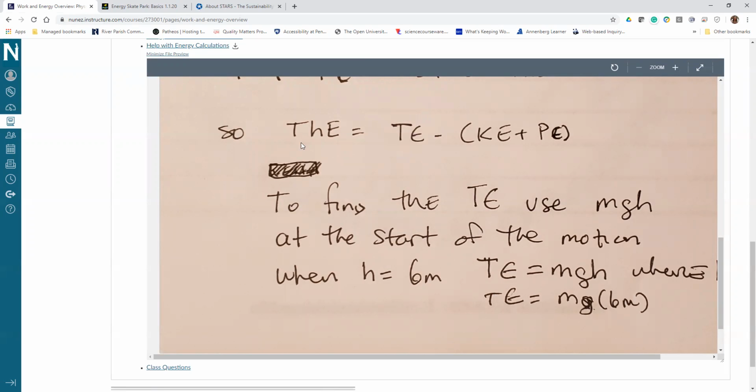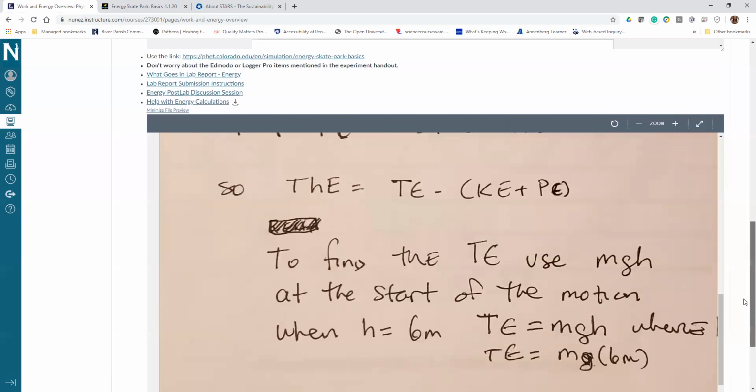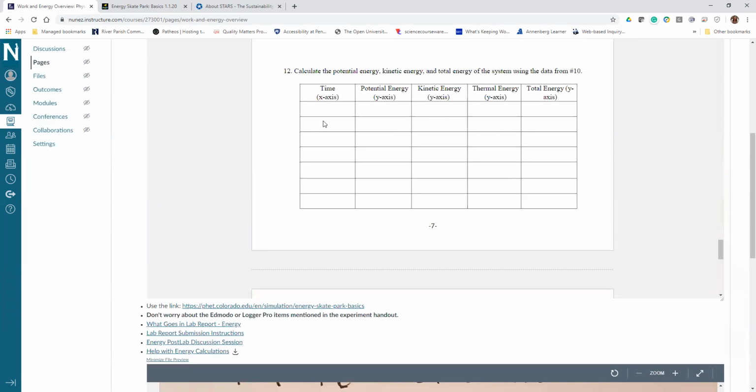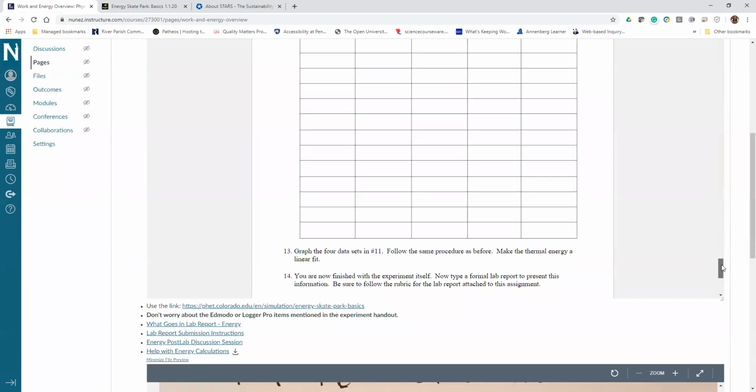Every time you want to calculate thermal energy, because remember, you have to fill in the table, right? You have to fill in this table for as many values as you measure. And that's how you get the thermal energy in each case, by taking the total energy minus the kinetic plus the potential at that time. Does that make sense to you? Yes, ma'am. Okay. And then you're going to graph that.